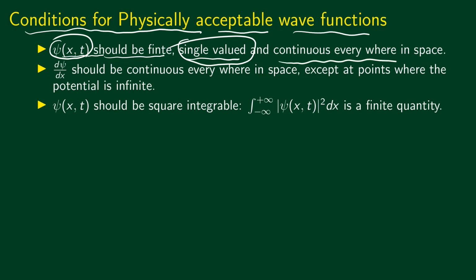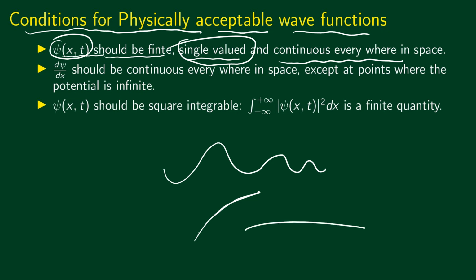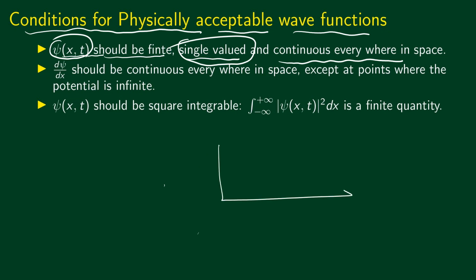Finally, it has to be continuous everywhere in space. If we have a wave function like this, it has to be continuous. We cannot have a wave function that behaves like this and then immediately makes a jump like that. This is not allowed. It has to be continuous everywhere. If you have the x-axis here, if you are talking about 1 dimension, we cannot have things like that, a wave function jumping like that to something else. This is not allowed. It has to be continuous.